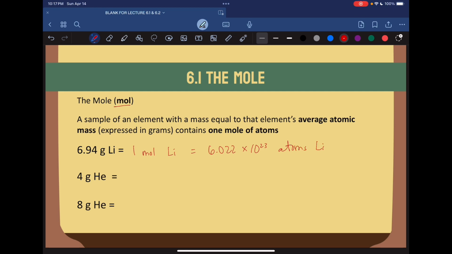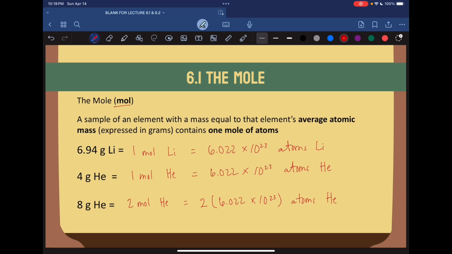4 grams of helium is equal to 1 mole helium, which is also equal to 6.022 times 10 to the 23rd atoms of helium. 8 grams of helium, well, if we look, 1 mole was 4 grams, so 8 grams will be 2 moles of helium. And that, we can just say 2 times 6.022 times 10 to the 23rd atoms helium.